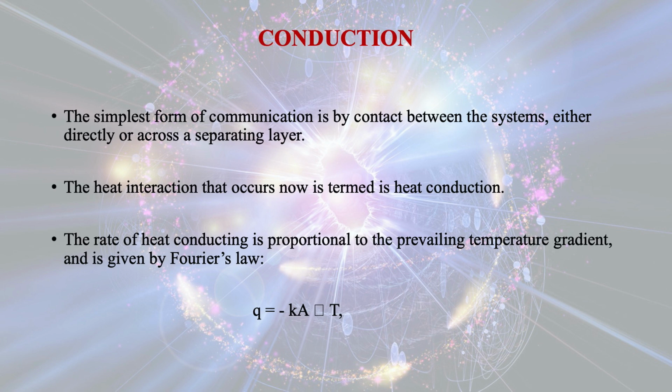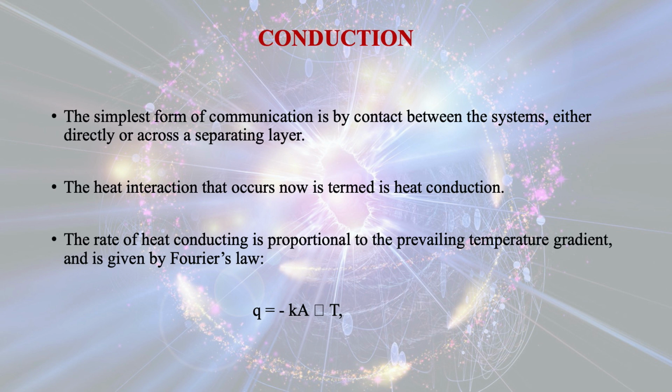And Fourier's law can be expressed as q = -kA ΔT. Now you see, what is q? q is the rate of heat transfer, k is the thermal conductivity, A is the area through which the heat is being transferred, and ΔT is the temperature difference.